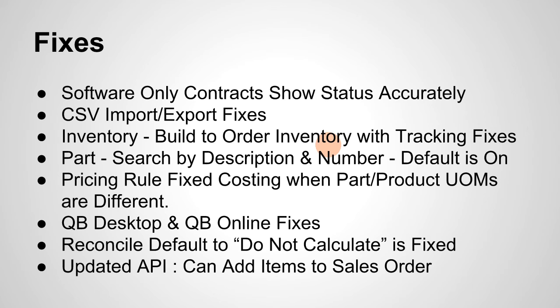We had some changes and bug fixes regarding build-to-order inventory and when you change tracking. Apparently, when you had two build-to-order inventory items connected to two different work orders, you would change tracking on one and it would change both. A little bit of a bug there. I didn't like seeing that, but I'm glad they fixed it.